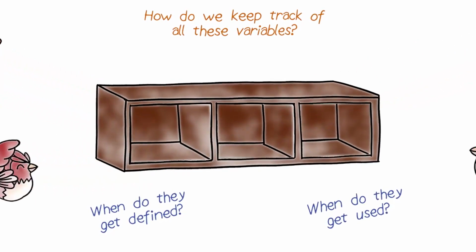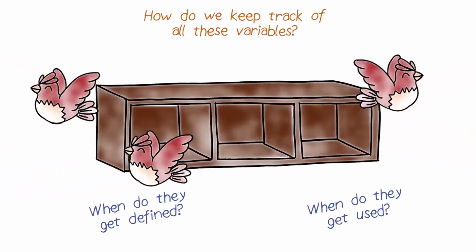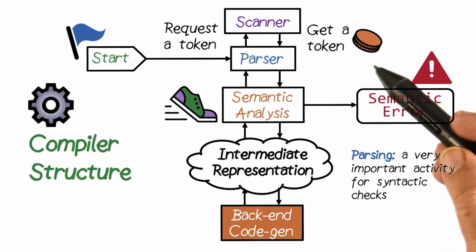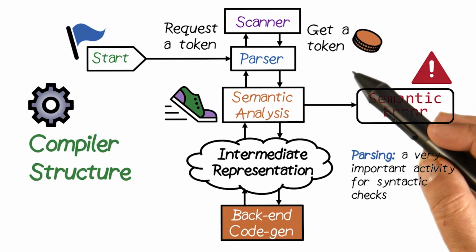This brings us to a very important aspect of compilers called live variable analysis, which is the topic of this lesson. This analysis tells us about the ranges during which a given value is active and which value needs the register during which interval. So to review, here is the structure of the compiler that we have been looking at.